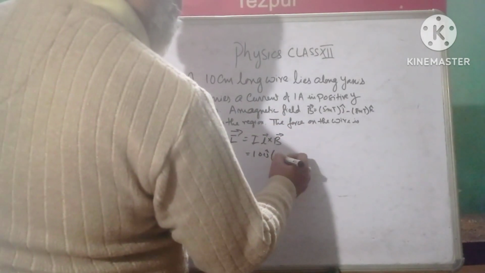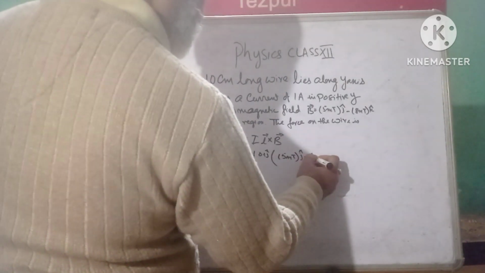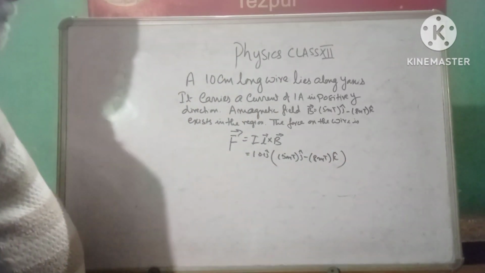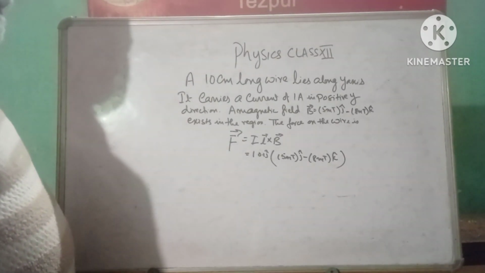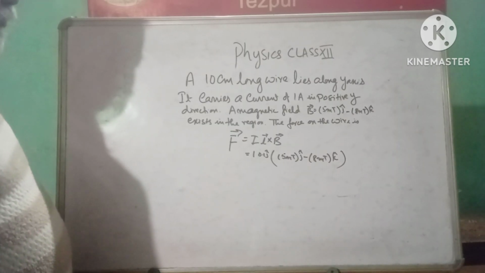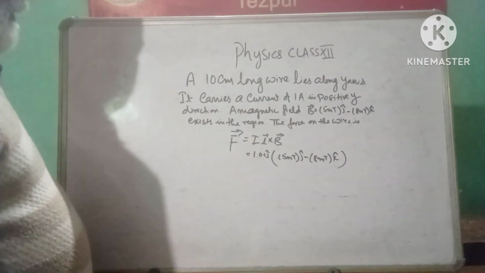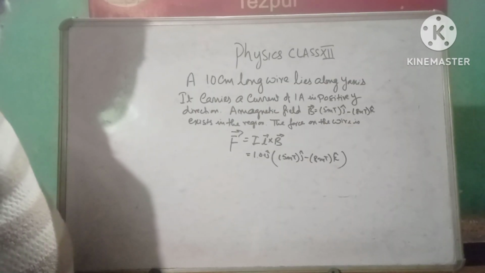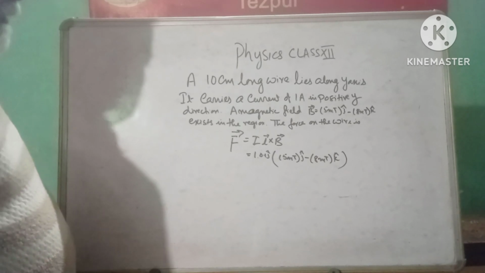and the magnetic field is given to you. You must remember that in this formula, I is a scalar quantity, so length has been considered as a vector. So I is 1 ampere, and your length is 10 centimeter, that is 0.1 meter along the y axis, that is J cap, and this is your magnetic field.